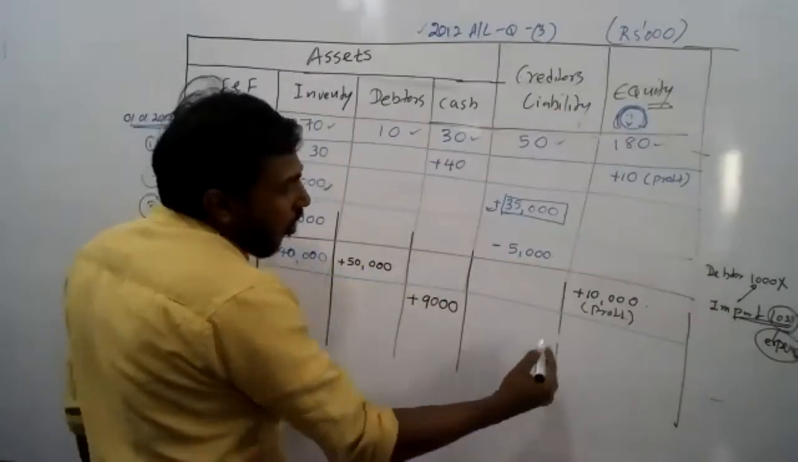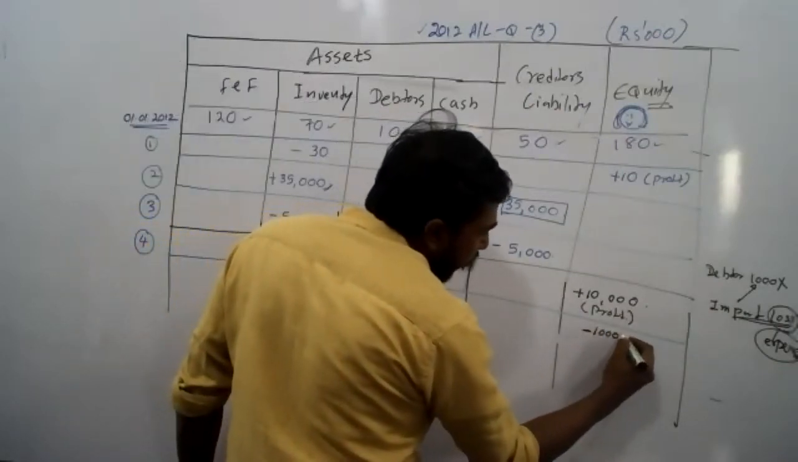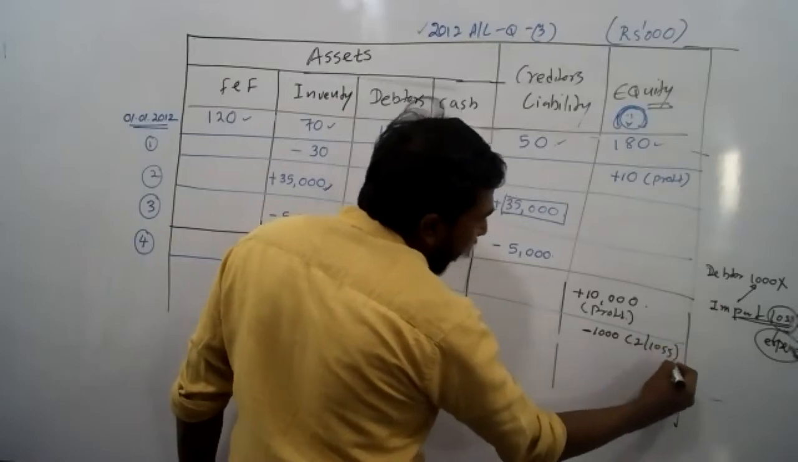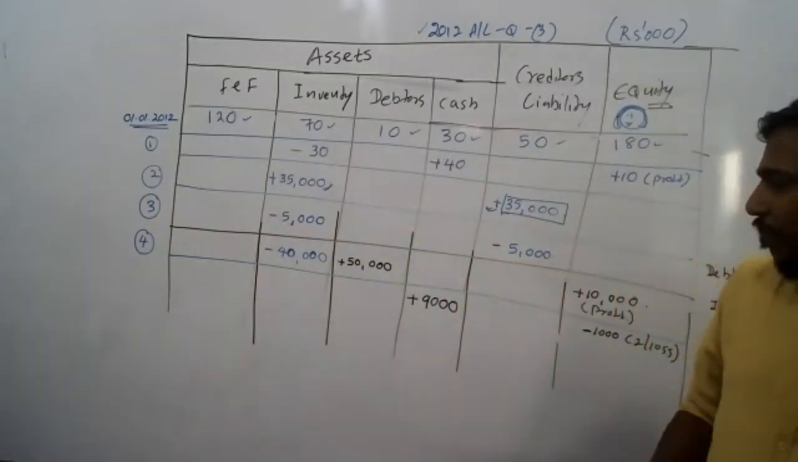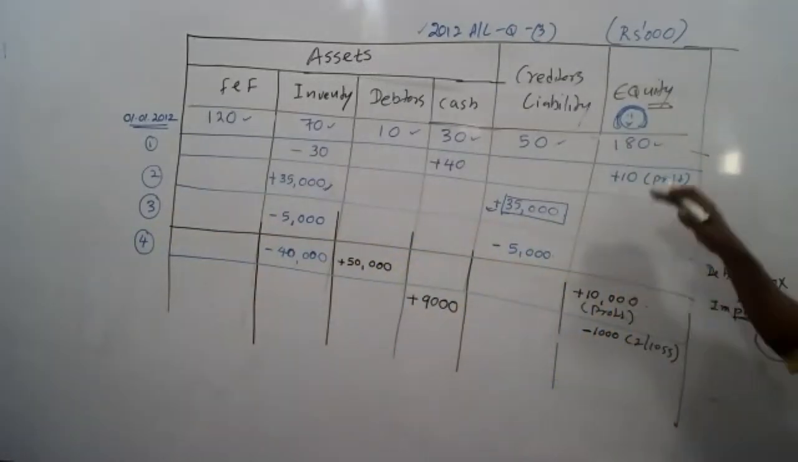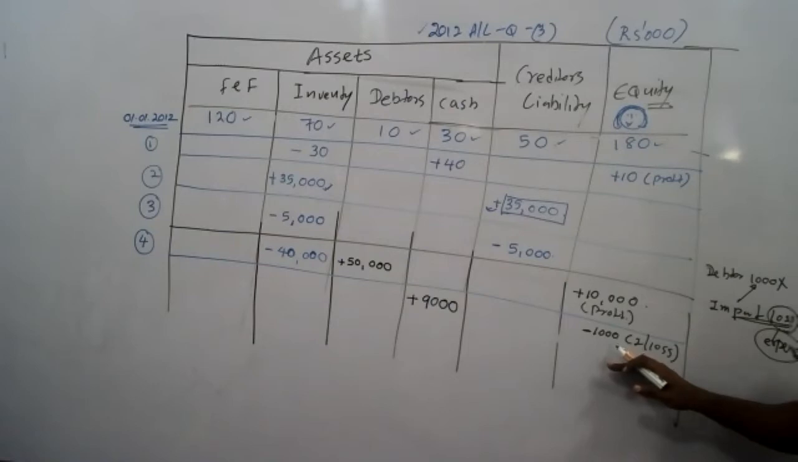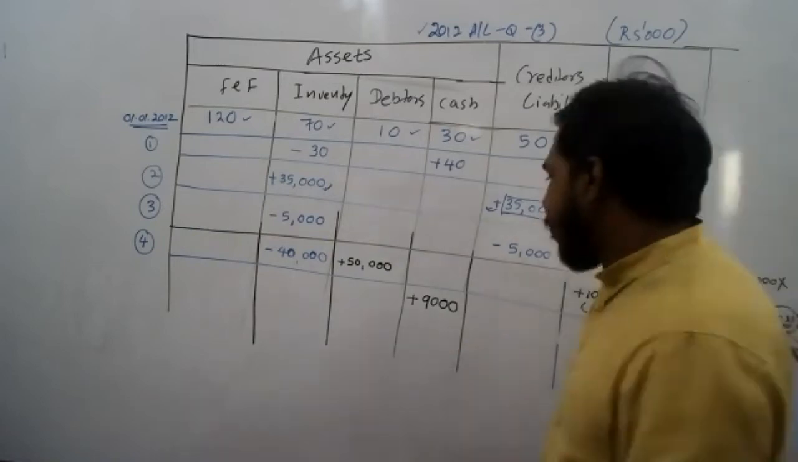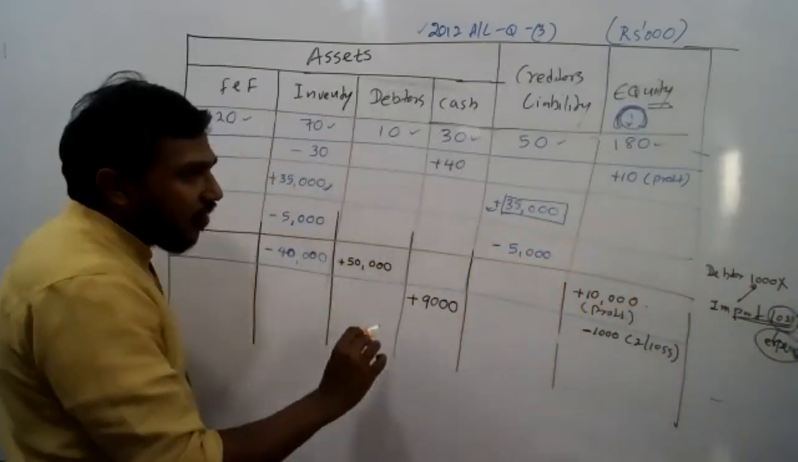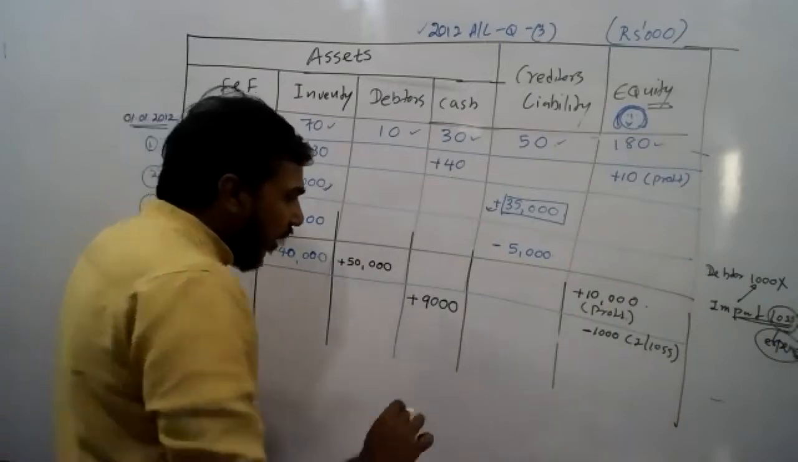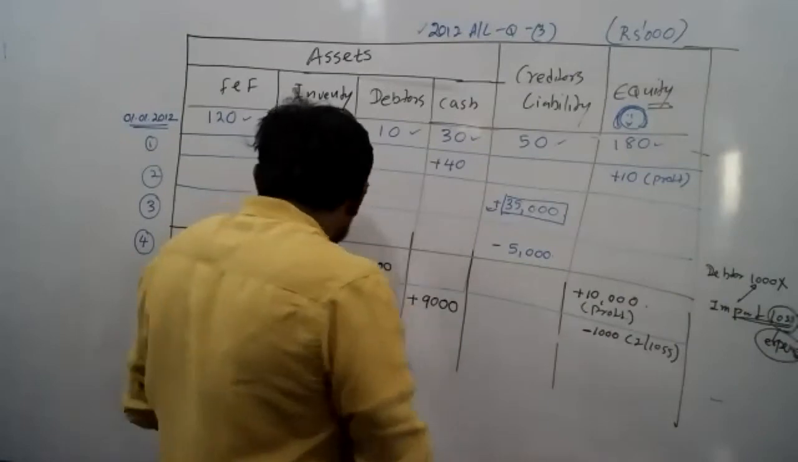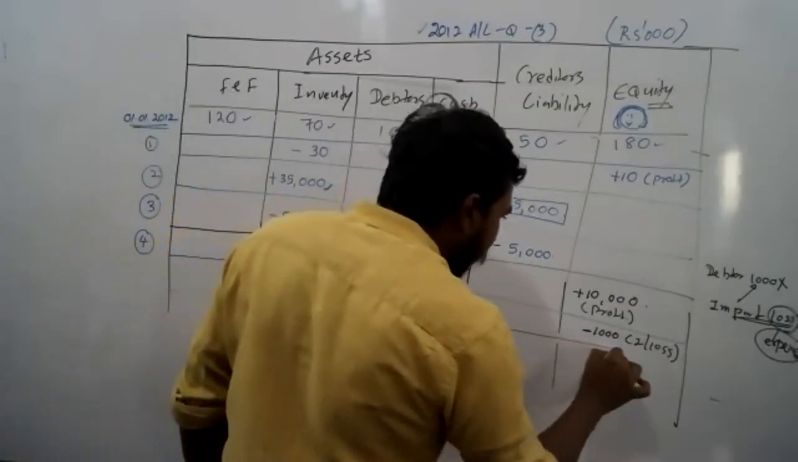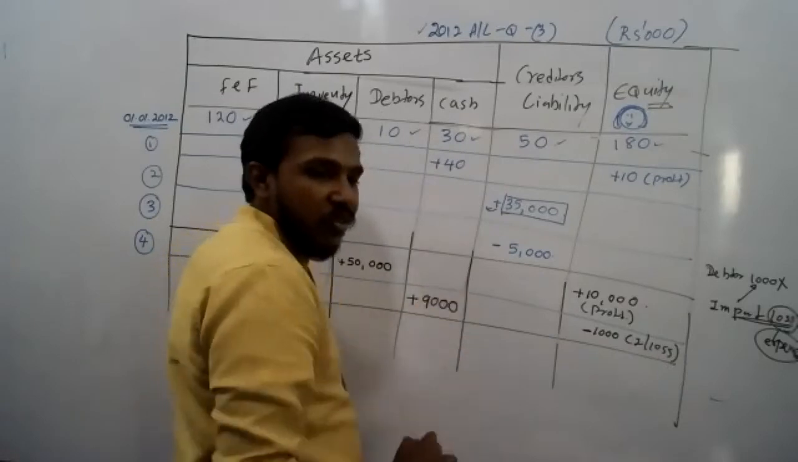Then expenses you all know, equity decreased by how much? 1,000. Impairment loss is an expense, so equity should be decreased by 1,000. Then now look here. How much is the total settlement of debtors? Now how much of debtors has been fully settled? 9,000 cash you have received from debtors.